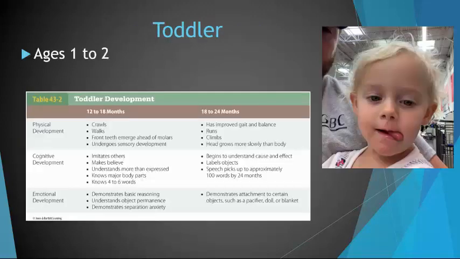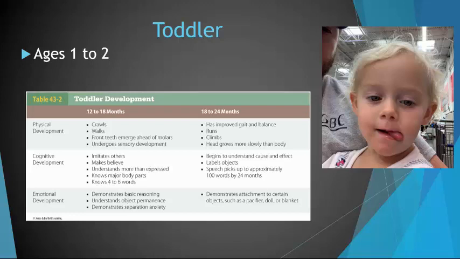Toddler age. This is my youngest daughter, Lainey Lou, in the picture here. This was when she was, I think, right around 2 years old. You can see on the chart here, table 43-2, the different developmental stages or milestones that these ages hit.